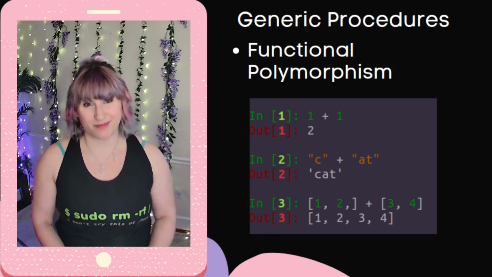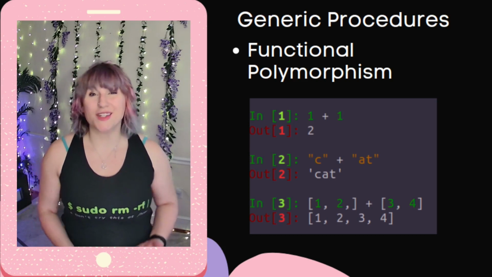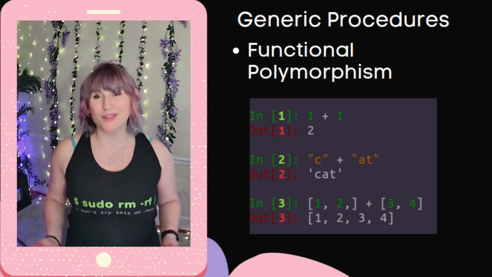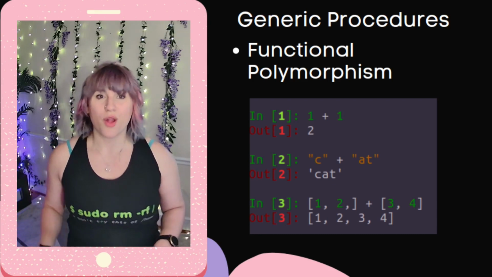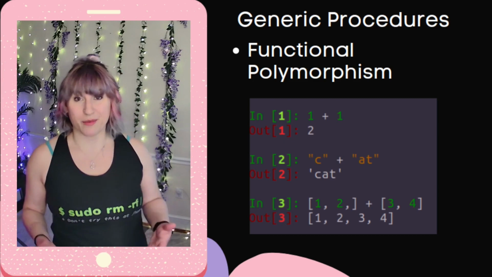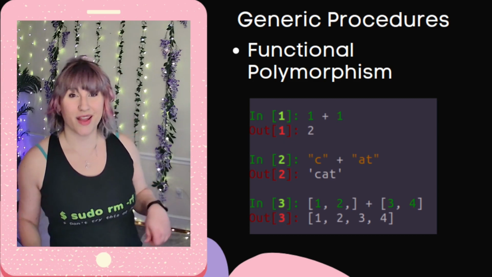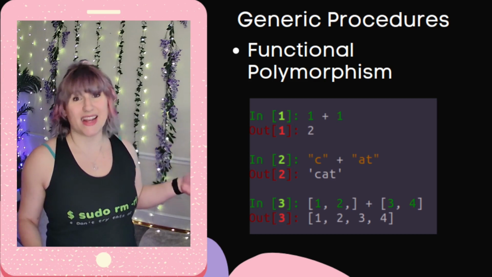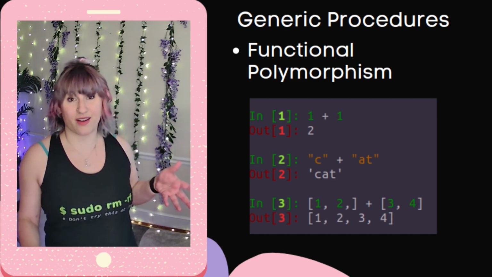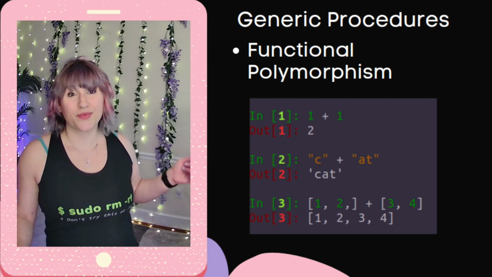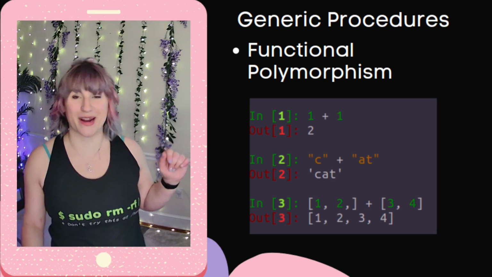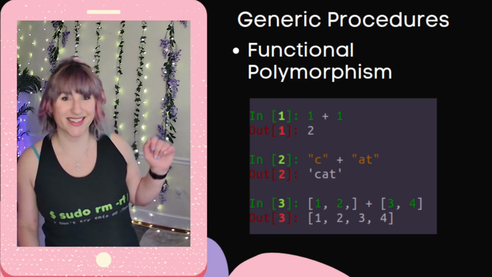Functional polymorphism. The key advantage of generic procedures is functional polymorphism. Sounds complicated, it's not. We can illustrate this conceptually with the addition operator in Python. Notice they combine integers, strings, or really any data structures for which the plus operator is already defined. Here we see an example with the list. Wouldn't it be great if it was that easy in all languages?